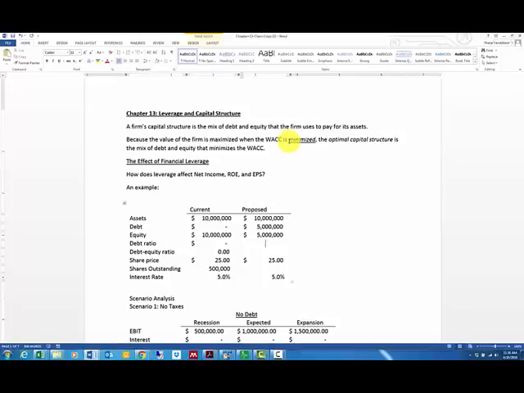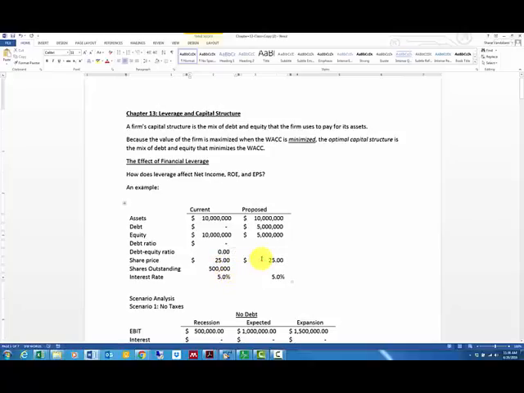So in our current situation, we have no debt. Our debt ratio is nothing because there's no debt. Our debt to equity ratio is 0 because there's no debt. Our share price is $25 per share. Our shares outstanding is 500,000.